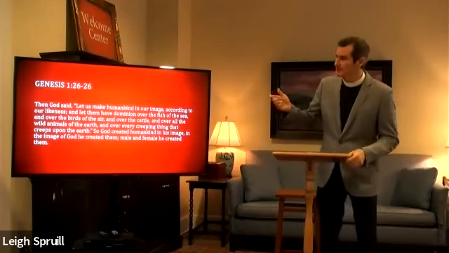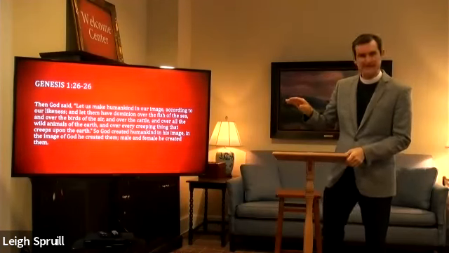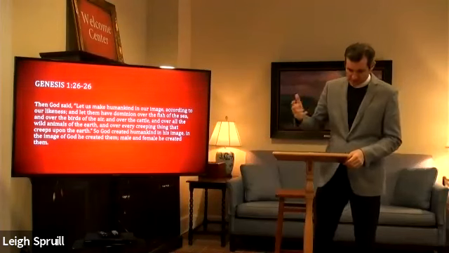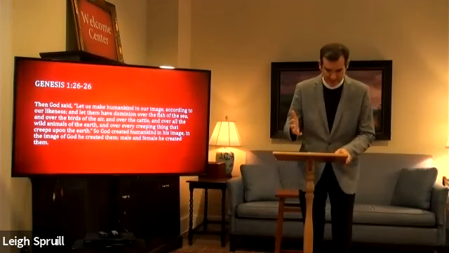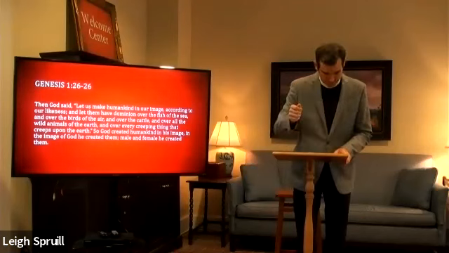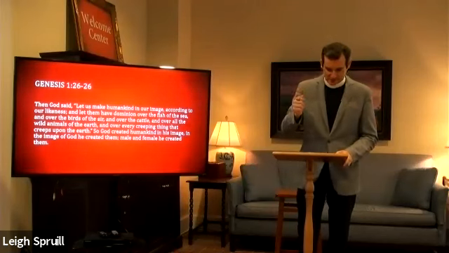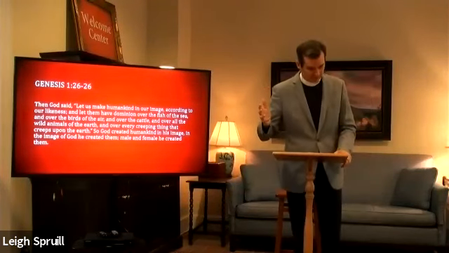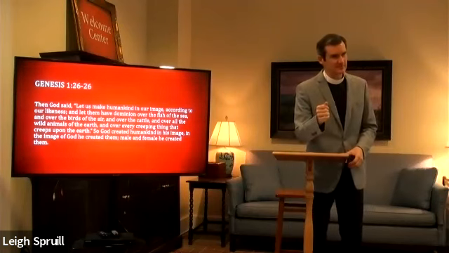Now, the last point to make about this is one word I want to talk about, the idea of dominion. So we continue reading our text. God said, let us make humankind in our image, according to our likeness. And then he says, and let them have dominion over the fish of the sea, and over the birds of the air, and over the cattle, and over all the wild things, and over the creeping things that creep on the earth.